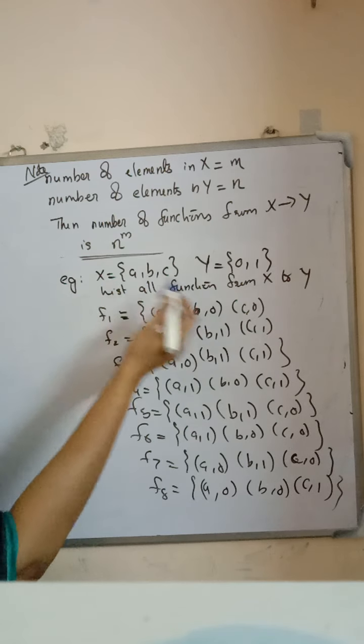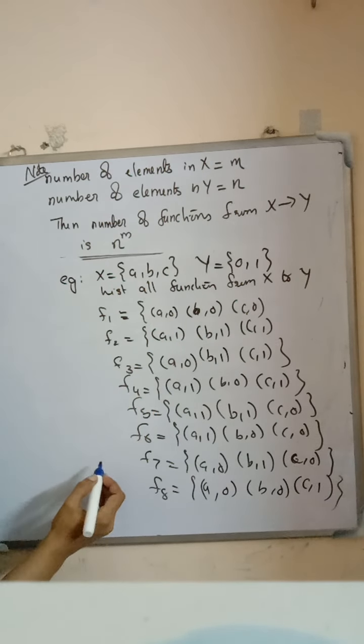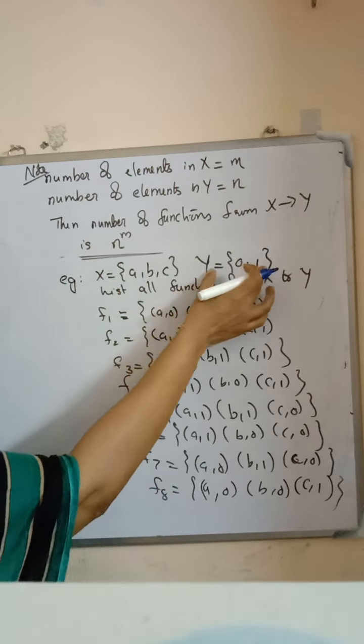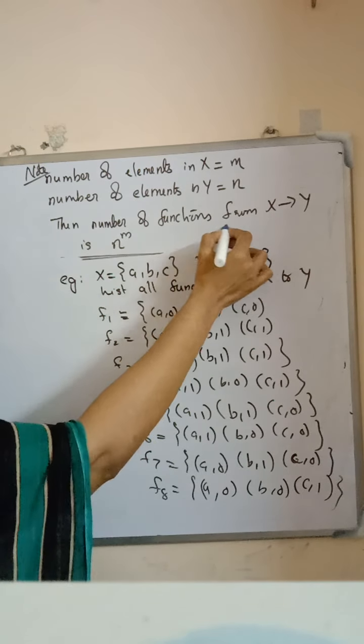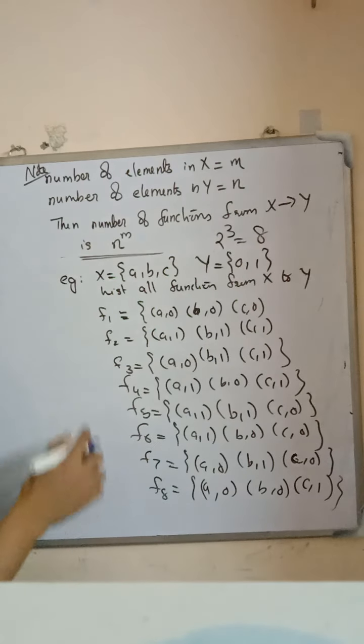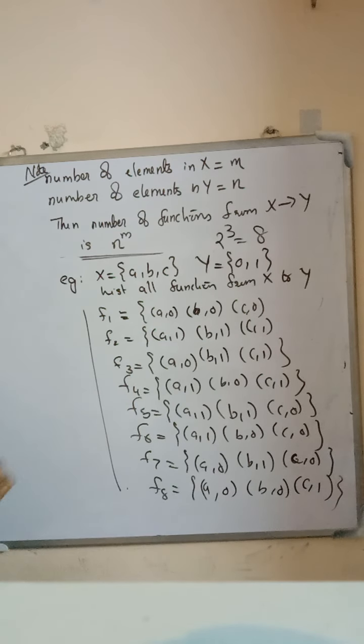We know that the number of functions from X to Y is the number of elements in Y raised to the number of elements in X. That is 2 cubed. We have 8 functions from X to Y.